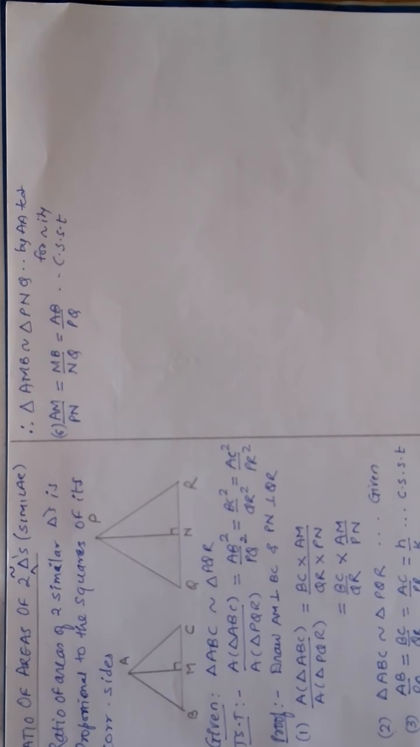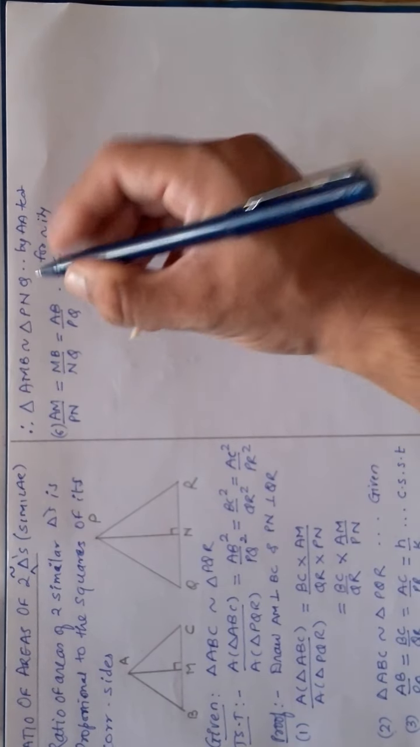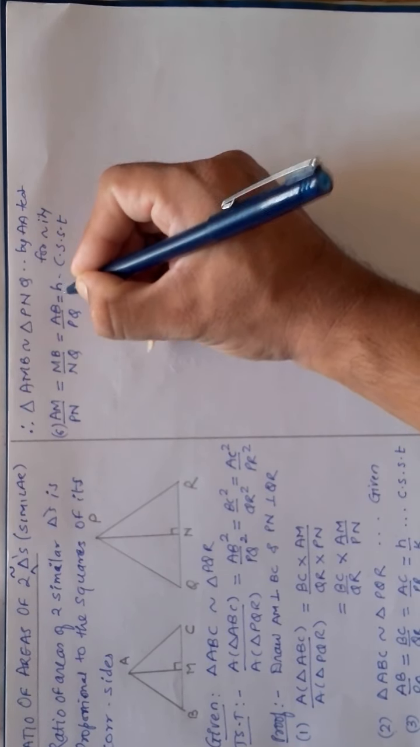Just pause the video, go back and see. I think you are able to see. Yes, you can see, AB is to PQ is already H is to K. So here also AB is to PQ is H is to K. That means all these two also are H is to K.